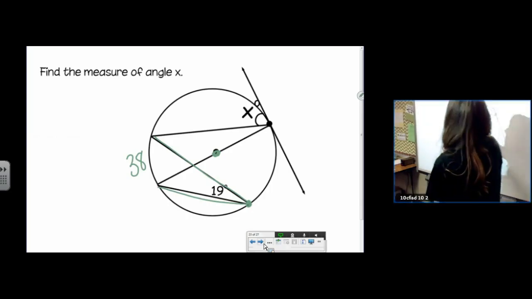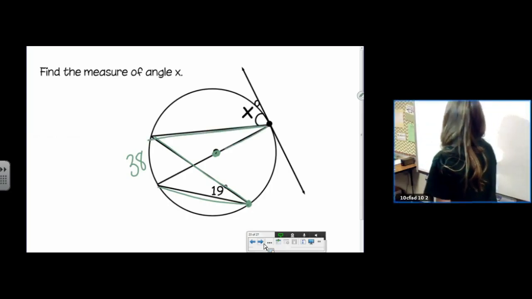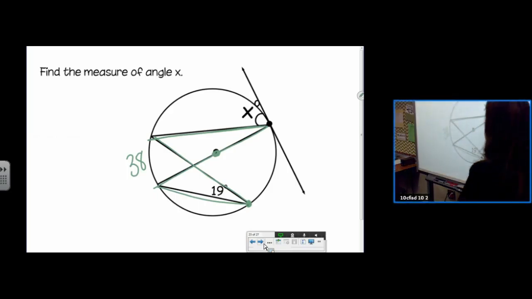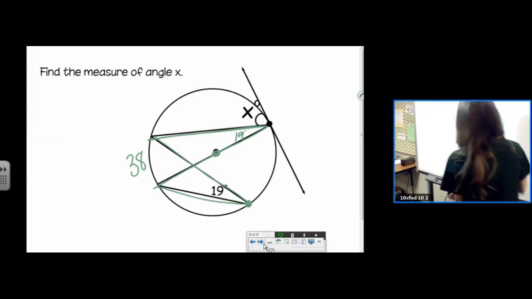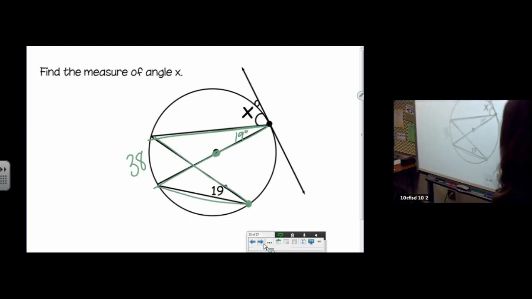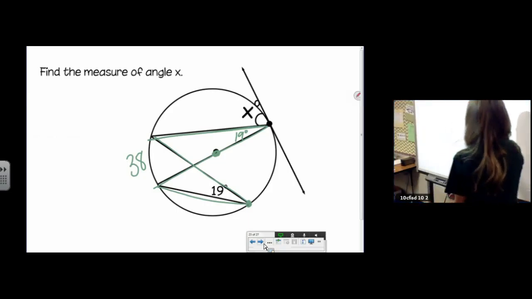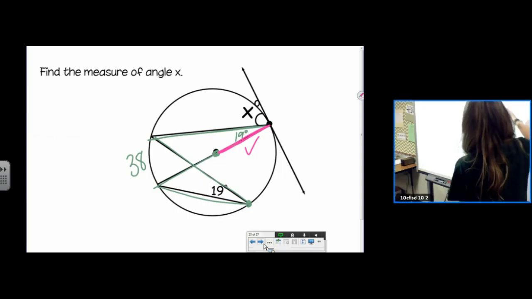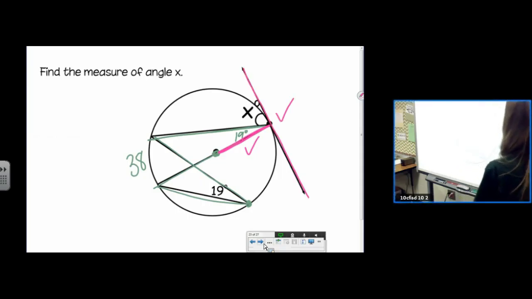Well, hey, we didn't need to do that, because when two angles intercept the same arc, they are congruent angles. So we actually knew this one was 19. We never even had to find the 38. Now, question, is this a radius? Check, that's a radius. Is this a tangent line? Check, that's a tangent line.